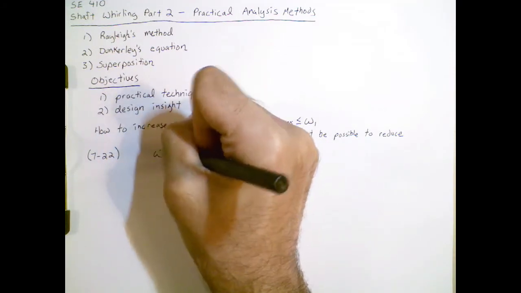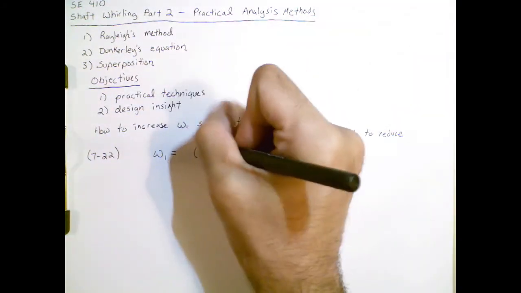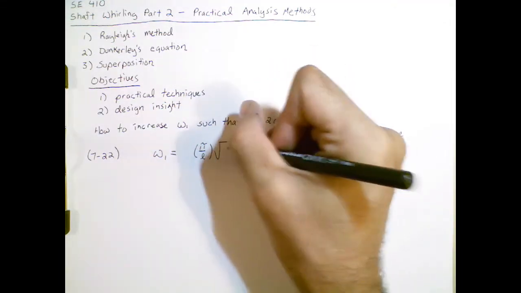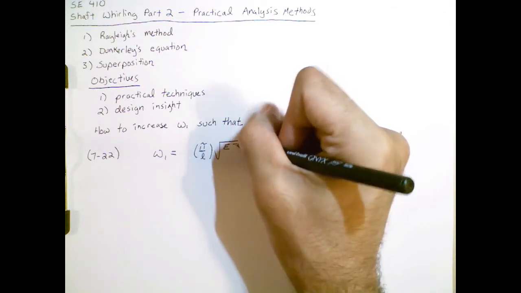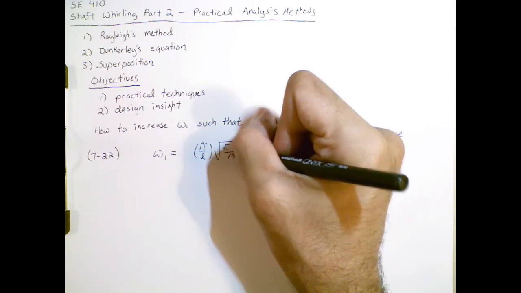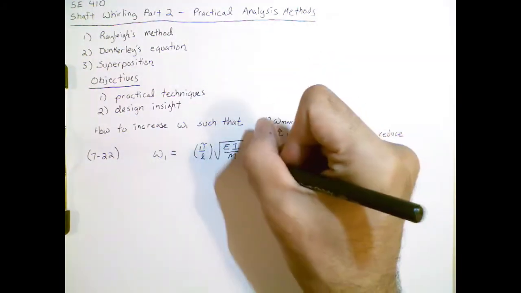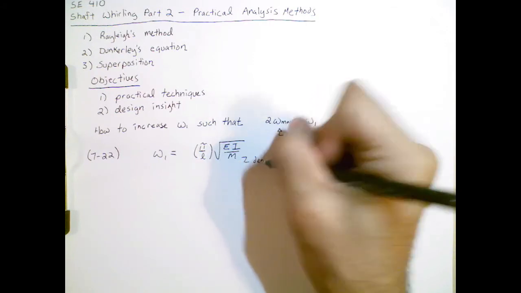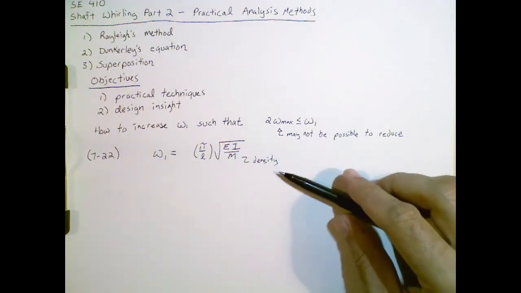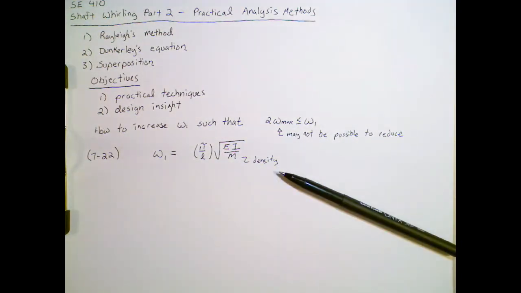The first critical speed is going to be equal to pi over the length of the shaft times the square root of the quantity Young's modulus times the area moment of inertia divided by mass. Now, I should be clear, this is not the total mass of the shaft. This is a mass density. It's the mass per unit length. This is different from the mass that we used in part 1, where we were using lumped parameter models.